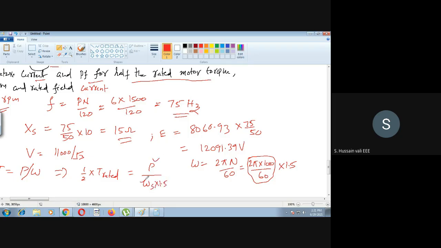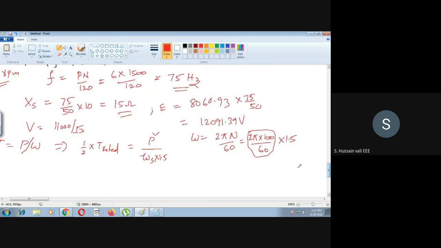What is omega s here? Omega s is nothing but the rated angular frequency. I'm not doing anything special here. In place of omega, I'm writing 2 pi n by 60. N is 1500 rpm, but I'm writing 1500 as 1000 into 1.5. Why I'm doing it like this is that you can take this 1000 outside, then it becomes 2 pi n by 60, where n is the rated speed, and you multiply with 1.5. So in P by omega, omega is the rated value. That is the reason we are doing all these things.